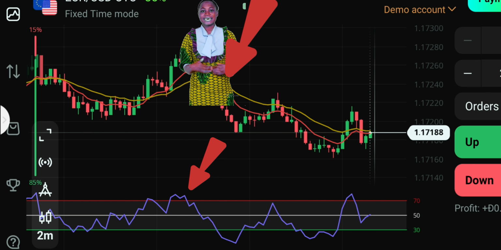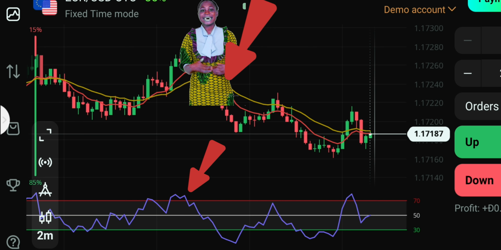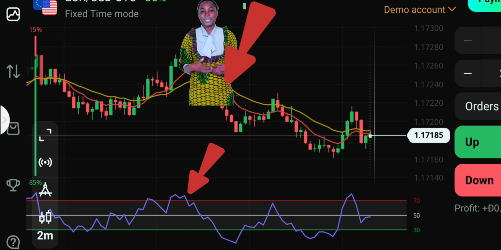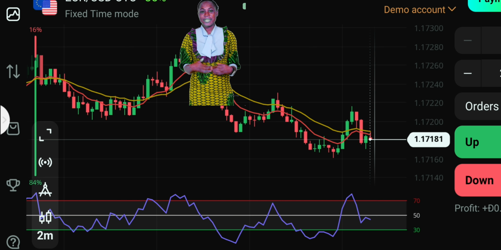be at 70, overbought. If you do not see these 2 confirmations, don't take a trade, and it must be on a lower time frame. Like me, I want to use a 2 minutes chart. I'm using a 2 minutes chart to check the direction of the market. Now, let's go with the example.